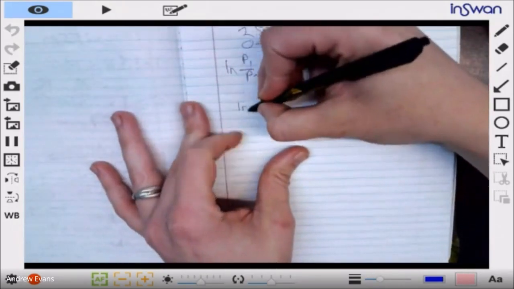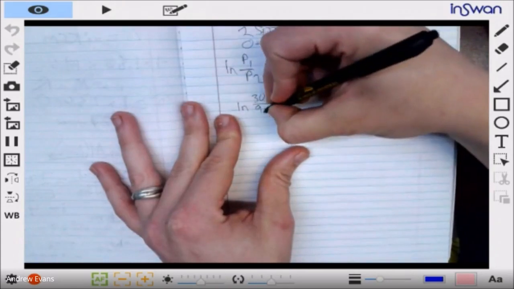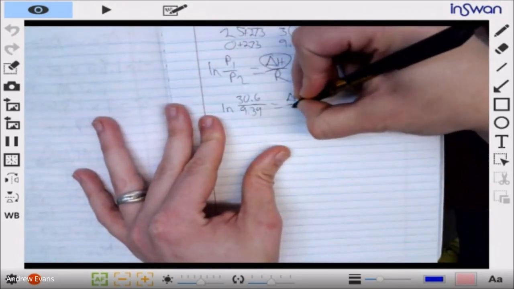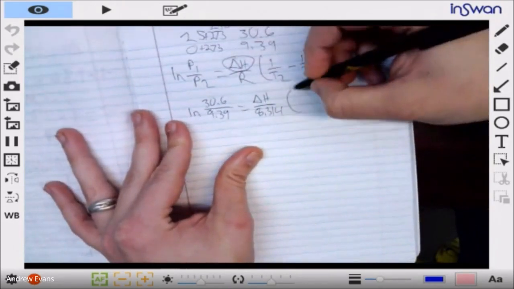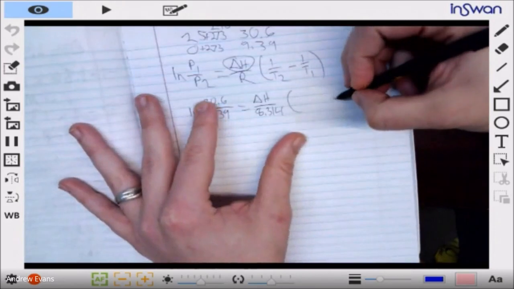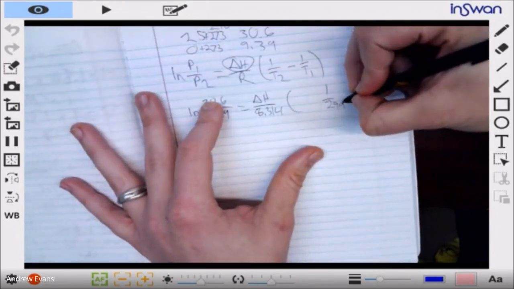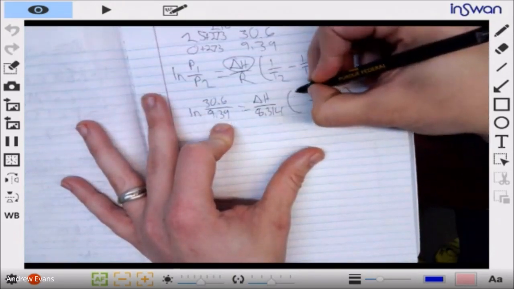So ln 30.6 over 9.39 equals delta H over R. R is 8.314. That's P1, so that means 298. And that is 273.